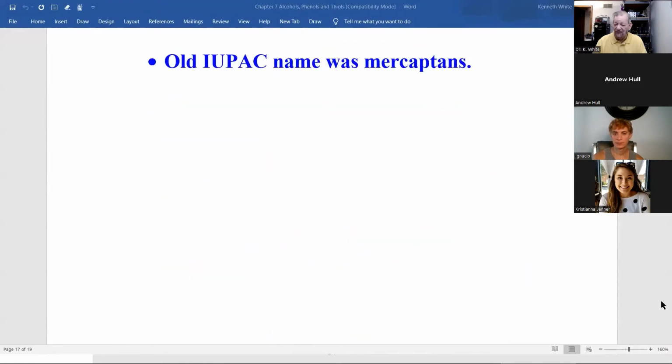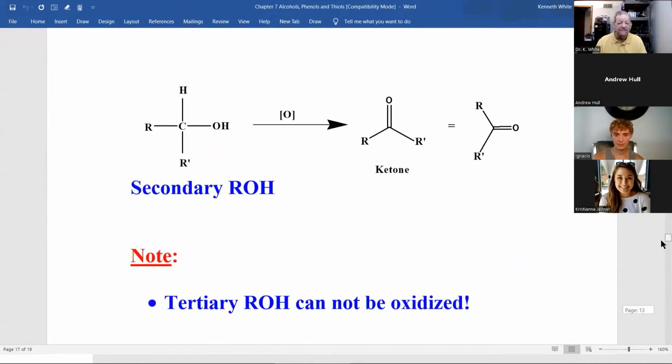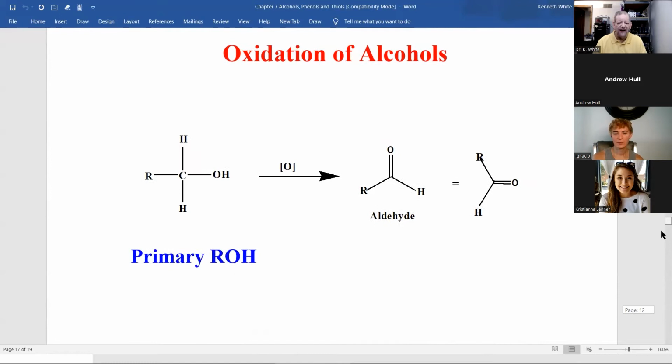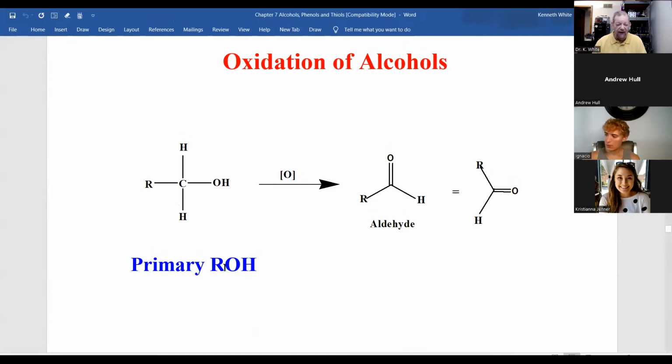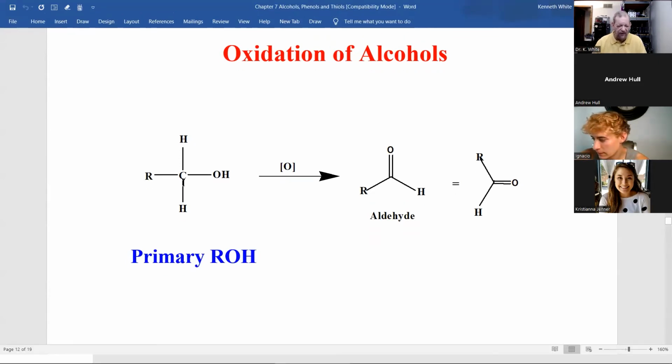Let's find out where I should be in alcohols. Yesterday, Monday, we talked about oxidation of a primary alcohol. A primary alcohol is when you have one R group on the carbon with the hydroxy group, that's an alcohol, and the O in brackets is the shorthand for any oxidation reagent.